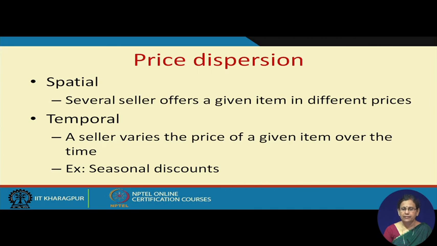Similarly, a single seller can vary the price over time after seeing the demand and various environmental factors. For example, if the seller observes that in a particular selling season, let us say during Diwali, you can sell more, so he shows a lower price so that he can generate the same revenue if the sales volume is more.